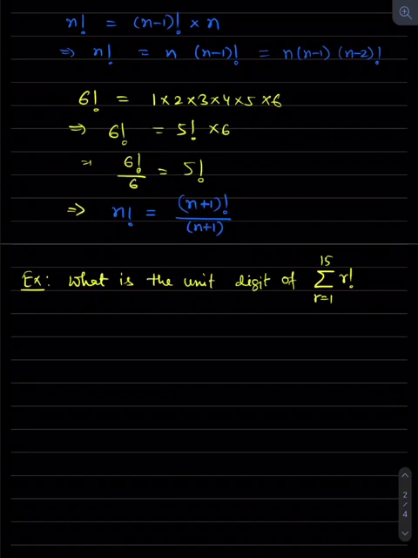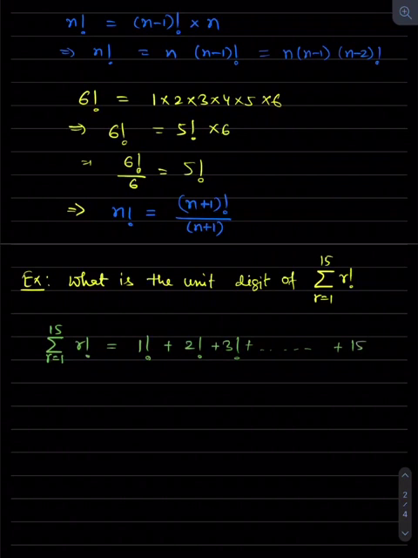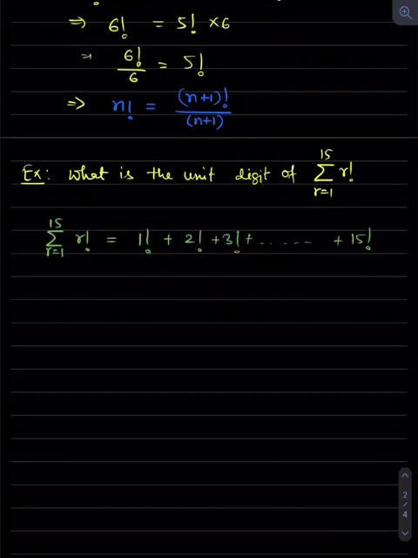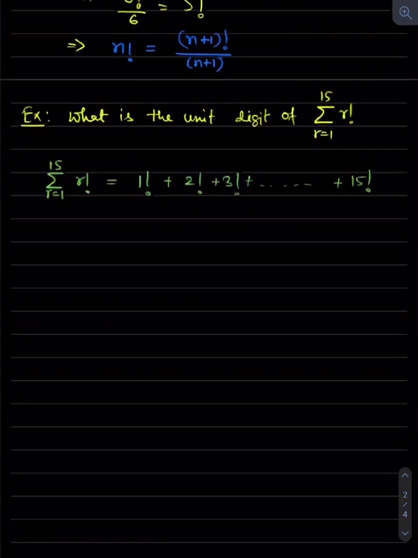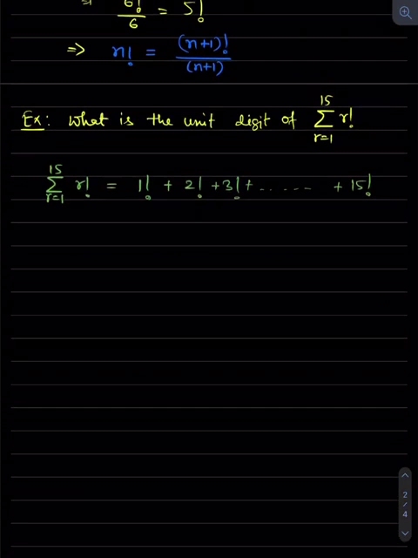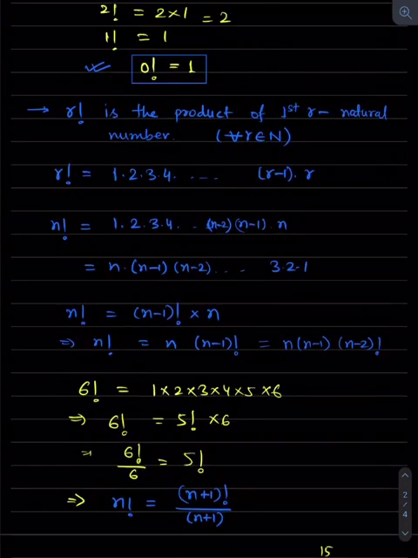So this can be written as sigma r factorial, r is from 1 to 15, can be written as, in place of r we will substitute 1, so 1 factorial plus 2 factorial plus 3 factorial plus 4, 5, 6 up to 15 factorial. Now after adding all, we need to find the unit digit, right? So for unit digit we'll find the value first. So we'll go back.